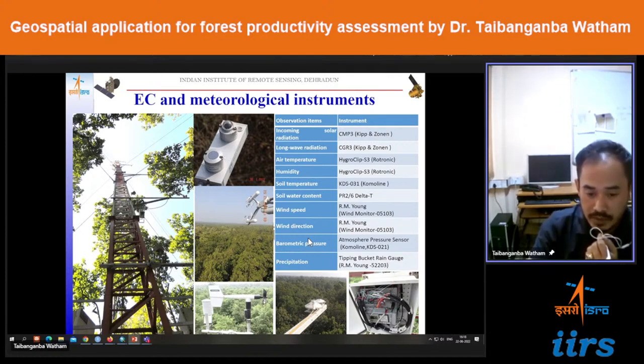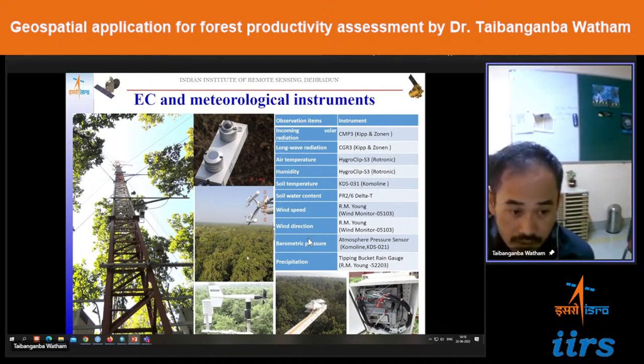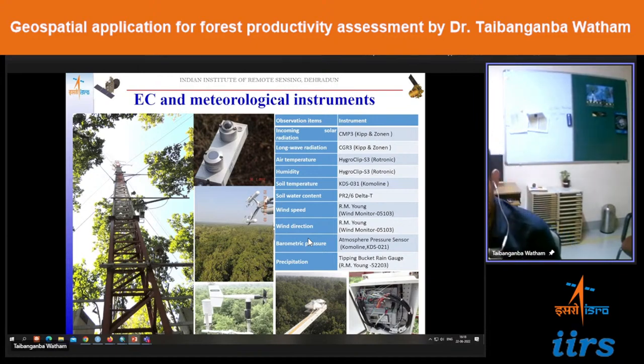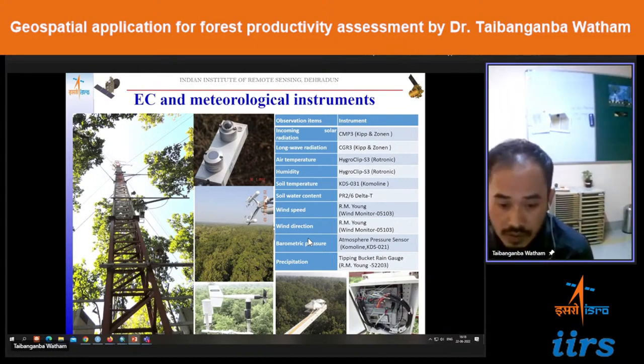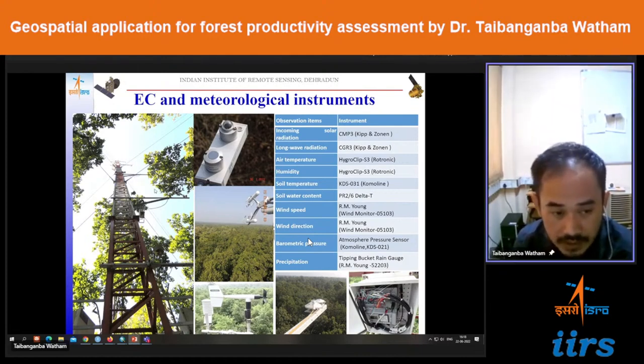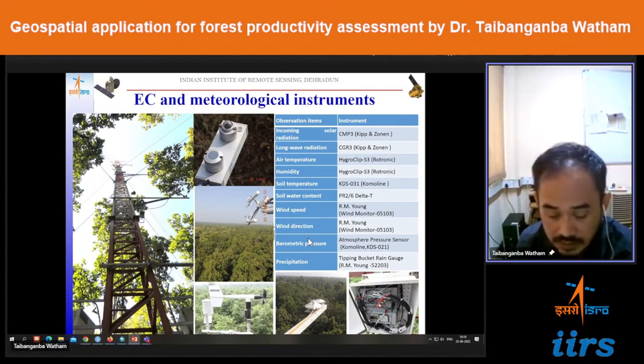Then we have the incoming 30-meter wind speed and wind direction. We have the IRS, that is the air temperature and the relative humidity. Other than that, we have the rain gauge and the incoming solar radiation, which are not shown in this picture. All the data that has been collected or measured by these towers is stored together in this data logger from Campbell Scientific.